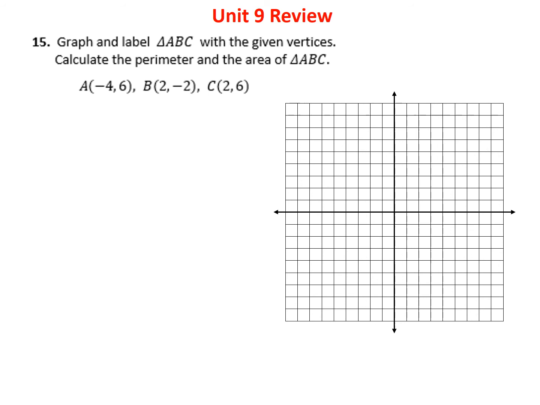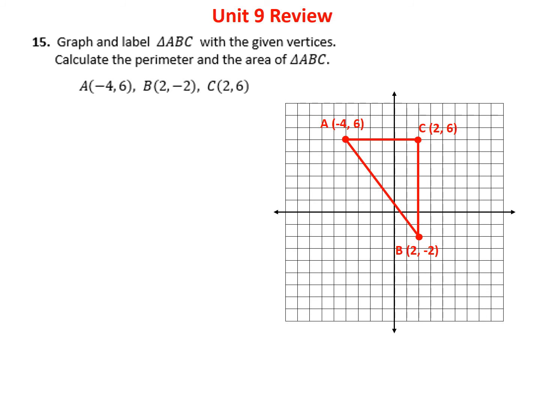In number 15, we're asked again to graph and label a triangle. And then this time we're going to calculate the perimeter and the area of the triangle. So first off, -4, 6 means I go 4 to the left from the origin and up 6. B, 2, -2 means I go from the origin 2 to the right and then down 2. And C is 2, 6, so 2 to the right and up 6, and there's my triangle.